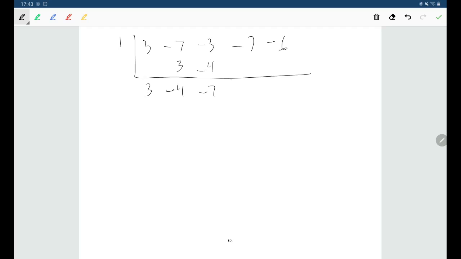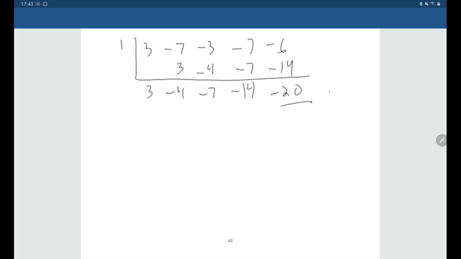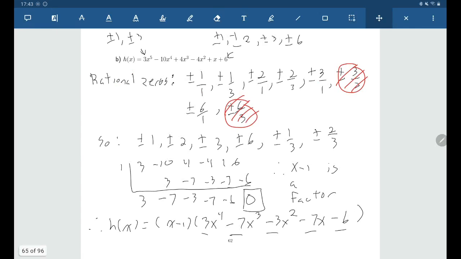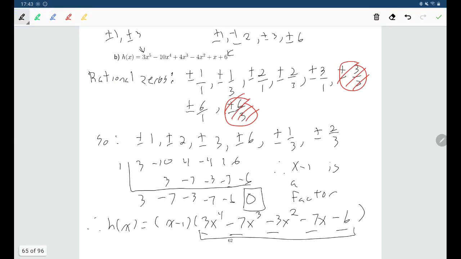Multiplying and adding. And the answer is no. So that means that we only have x minus 1 showing up as a factor once. That x minus 1 is not a factor of what's left over here. So that means we've done checking with x being 1. We'll need to check any other values of x.